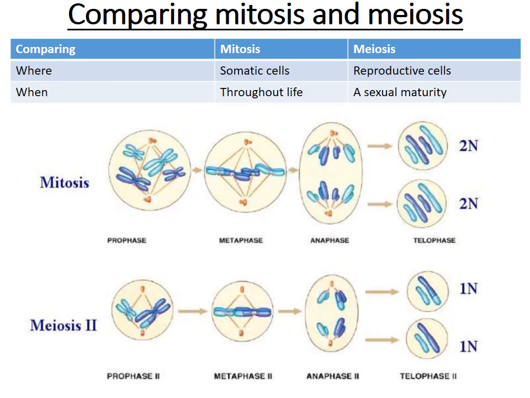Another difference you can take a look at is where they take place and when they take place. Mitosis takes place in the somatic cells, whereas meiosis takes place in reproductive cells, the ovaries and testes. When? Mitosis happens all the time throughout life, whereas meiosis happens at sexual maturity, when the organism is old enough to be able to produce these gametes.